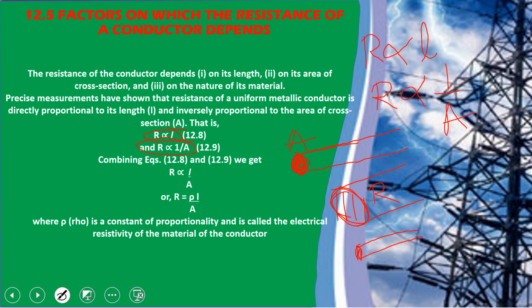So you understand two factors of resistance. One factor is length: if the length is increased, resistance will increase; if the length is decreased, resistance will decrease. Next is the area of cross section: if it is increased, resistance will decrease; if it is decreased, resistance will increase. So resistance is directly proportional to length and inversely proportional to the area of cross section.